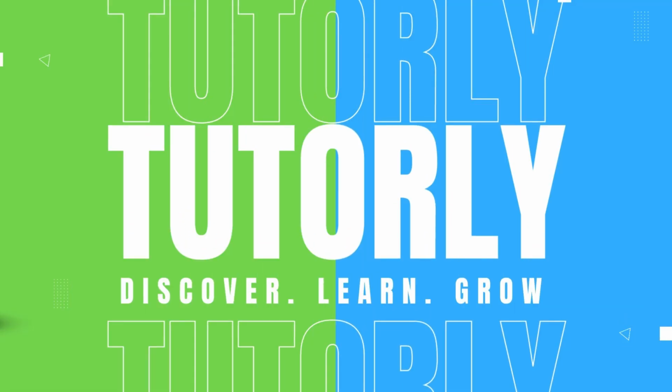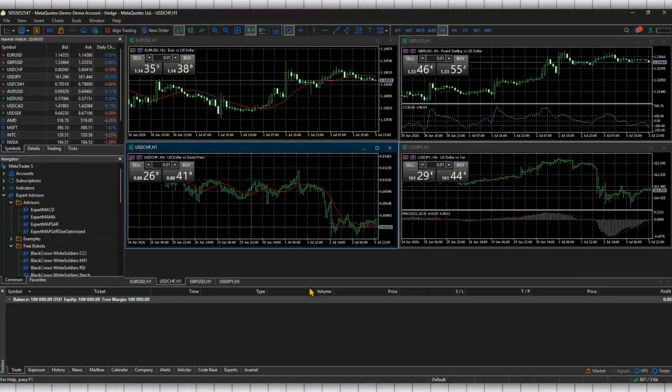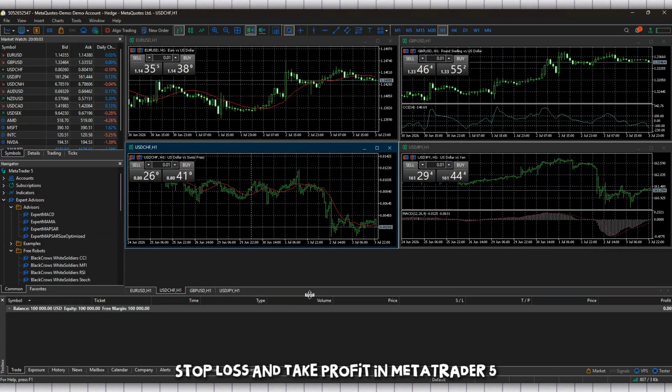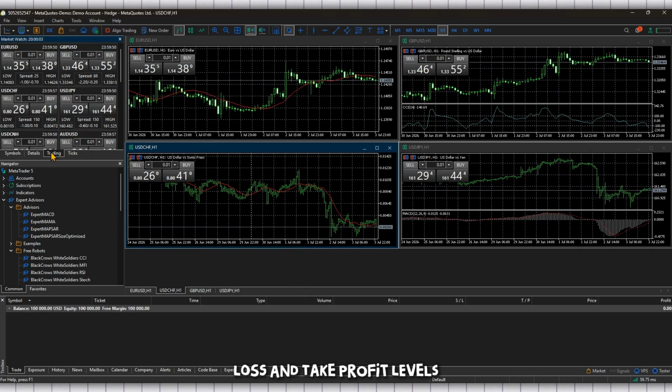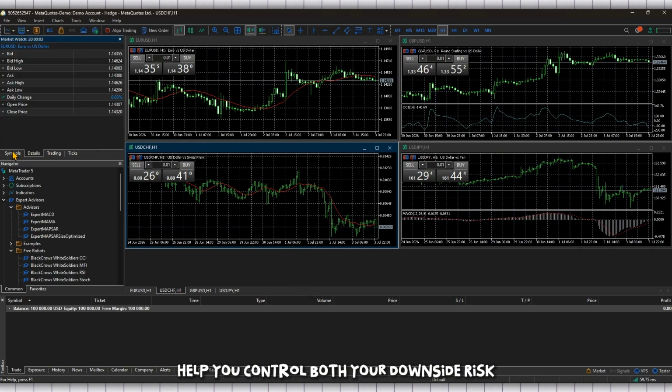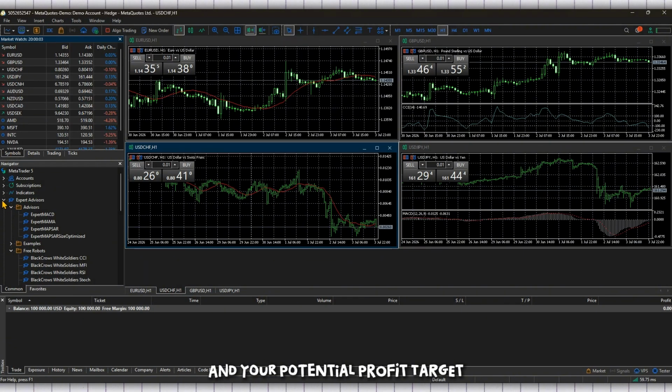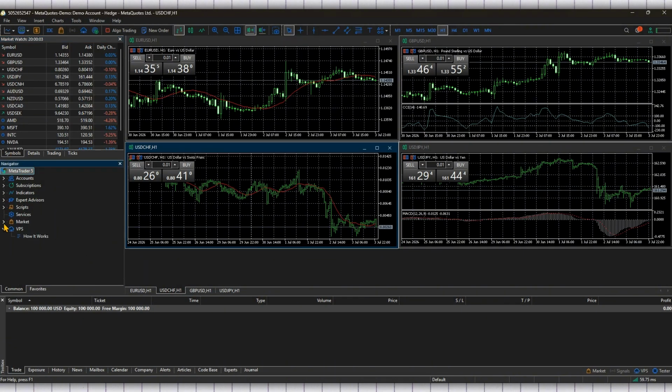So in today's video, I'm going to show you exactly how to set stop loss and take profit in Metatrader 5. Without any further ado, let's get started. This is especially useful if you want to manage your trades more safely, because stop loss and take profit levels help you control both your downside risk and your potential profit target before you enter the market.